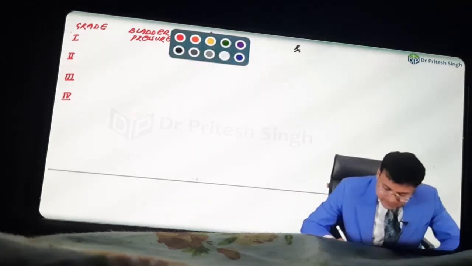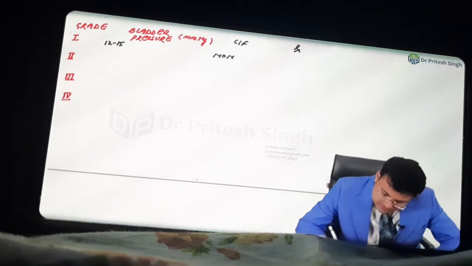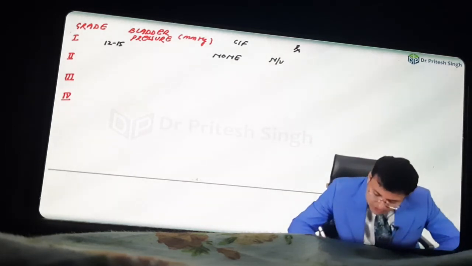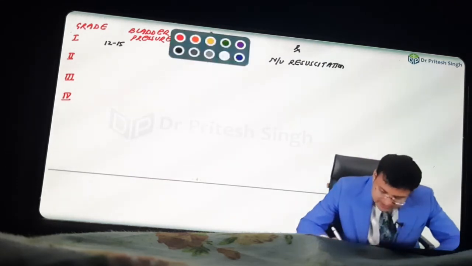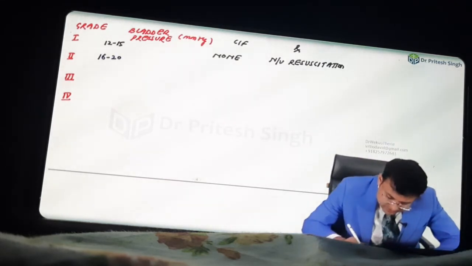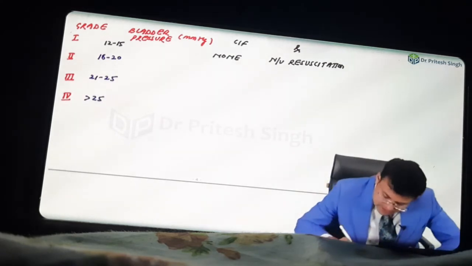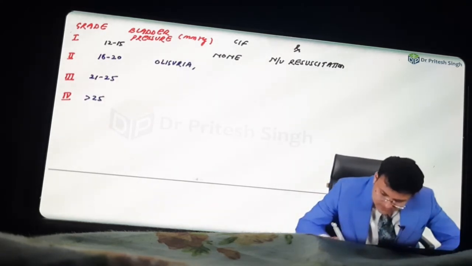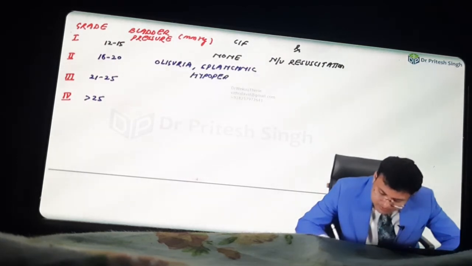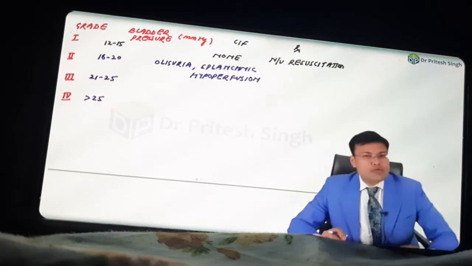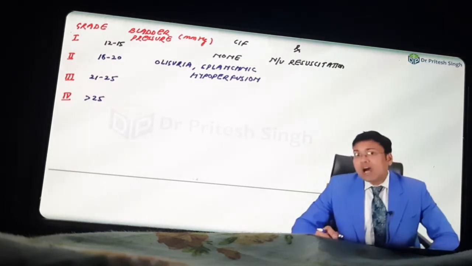Now, what are the clinical findings and how are we going to treat? In grade 1, the pressure is 12 to 15 mmHg. And what are the clinical findings? There are no clinical findings. And how are we going to resuscitate the patient? Normovolemic resuscitation. After that, grade 2 is 16 to 20. Grade 3 is 21 to 25. And grade 4 is more than 25 mmHg. Now see the clinical findings in grade 2. In grade 2, there is oliguria and splanchnic hypoperfusion. I told you in grade 1 we go for normovolemic resuscitation. In grade 2 we go for hypervolemic.